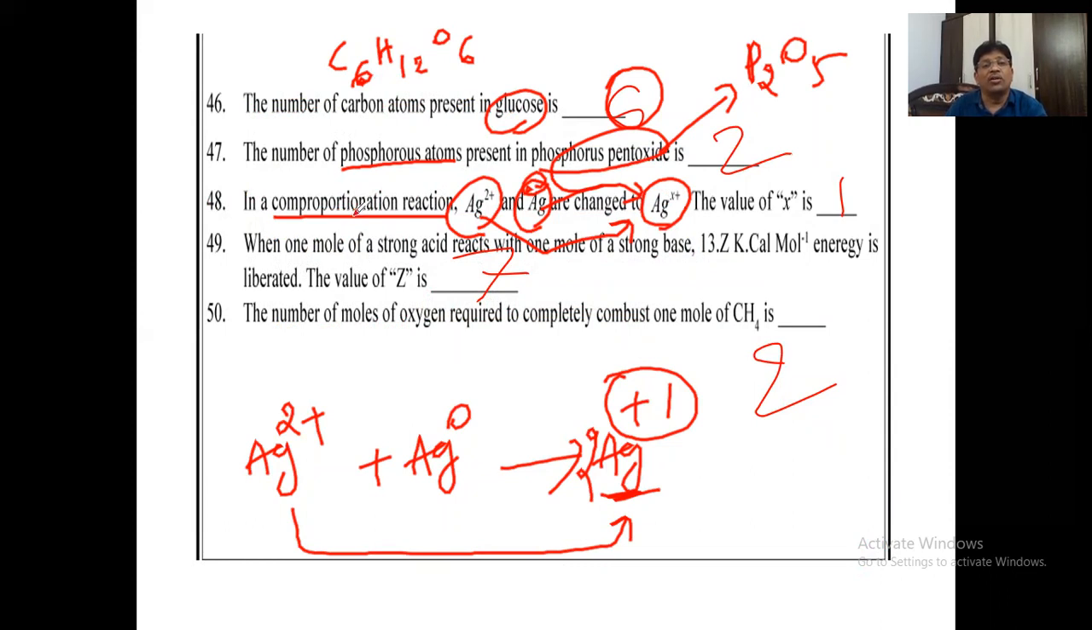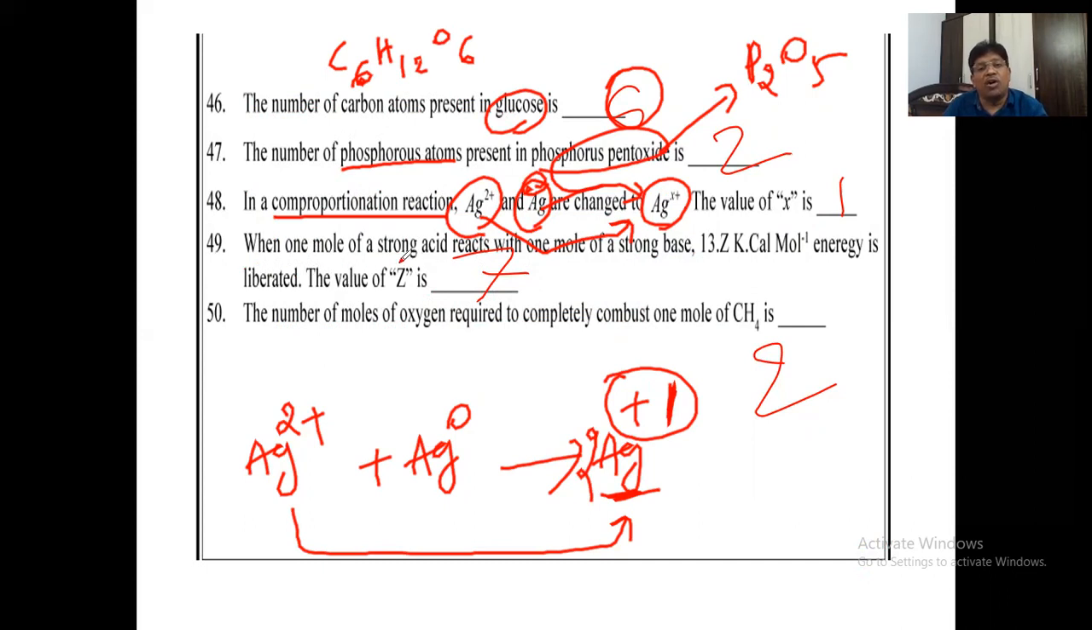Why is it called comproportionation instead of redox reaction? In a redox reaction, atoms of two different elements must be undergoing oxidation and reduction. But in comproportionation, the species of the same element, Ag and Ag, both the same element but with different charges, Ag plus 2 and Ag 0, both go to the same oxidation state. And this oxidation state should be in between plus 2 and 0. That is why the X value here is 1. It is a comproportionation reaction. Next one.